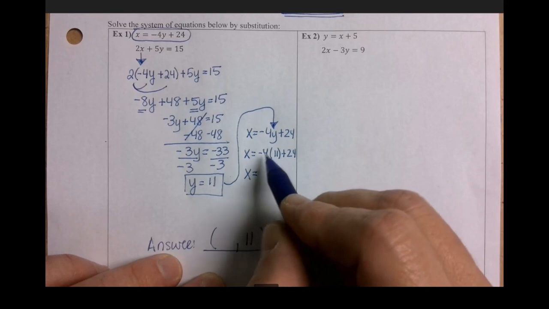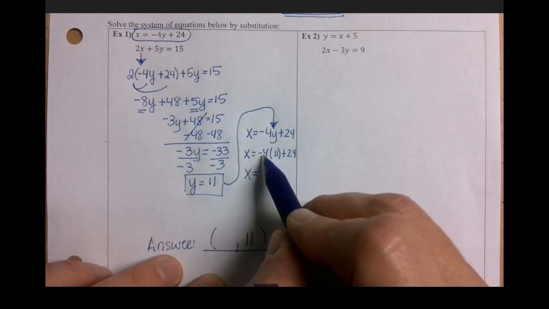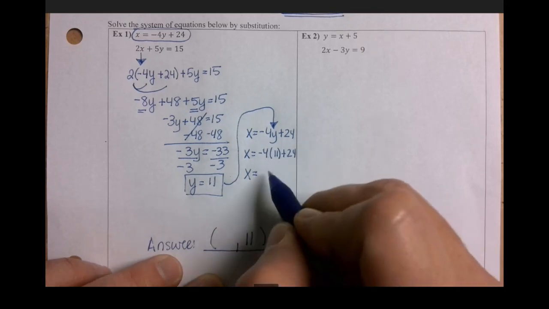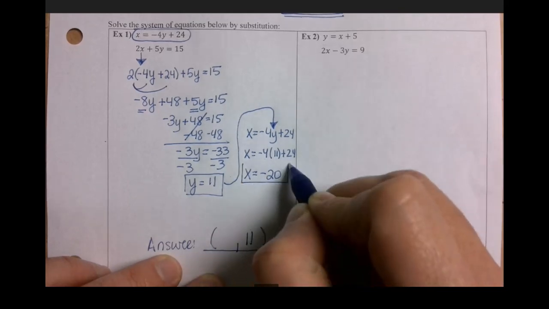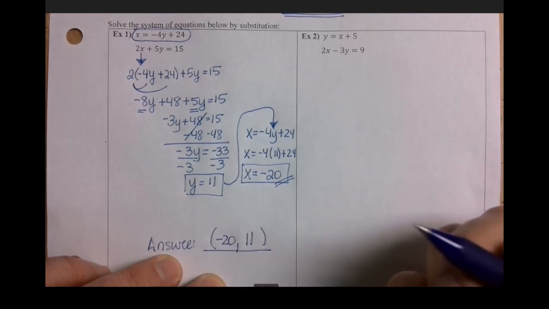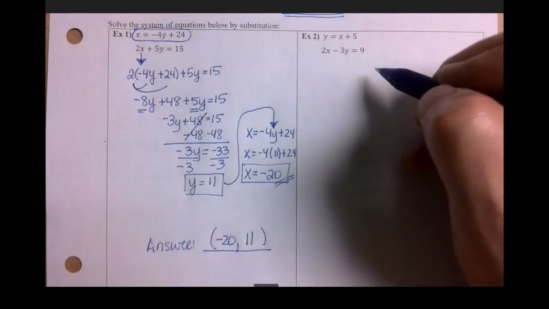And you can put all this in the calculator. Basically, the calculator will calculate negative 4 times 11 is negative 44, plus 24 is negative 20. So therefore, we found the x coordinate to be negative 20. So there we go. So that's the answer for this system of equations. Okay, let's go on to the next example.